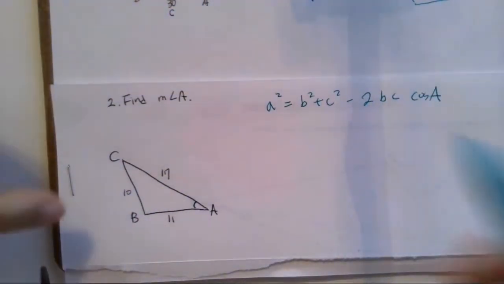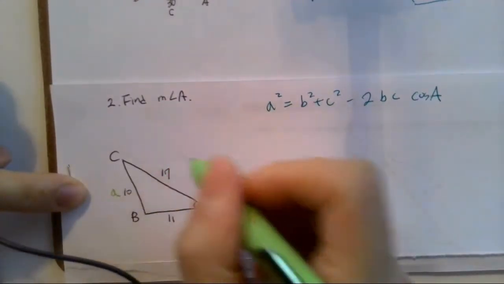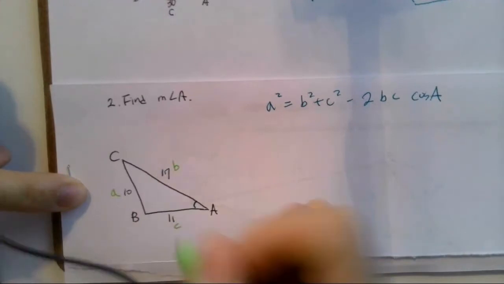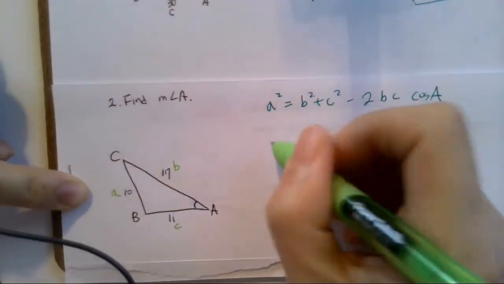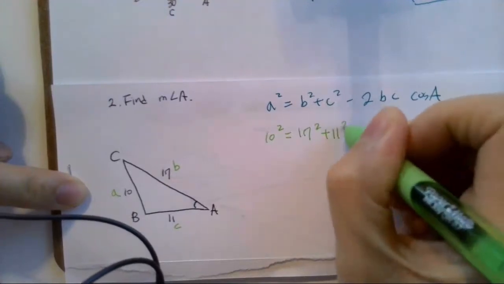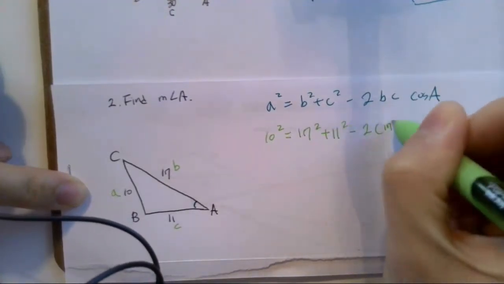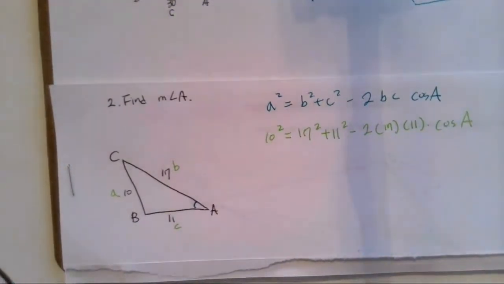Plug it in. Let's label it. That's side A, that's side B, that's side C, since the vertex is B, side B, C, side C, A, side A. Plug it in. 10 squared equals 17 squared plus 11 squared minus 2 times 17 times 11 times cosine of angle A. Okay, I did that.